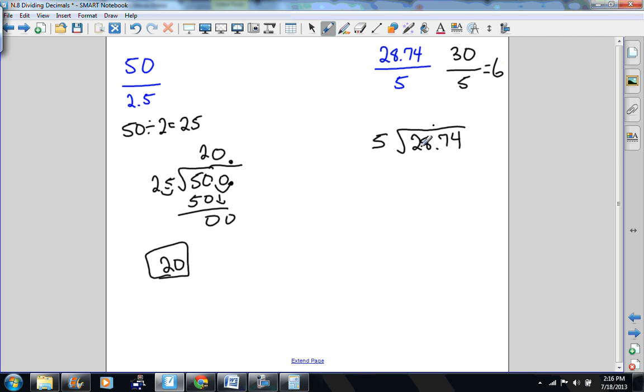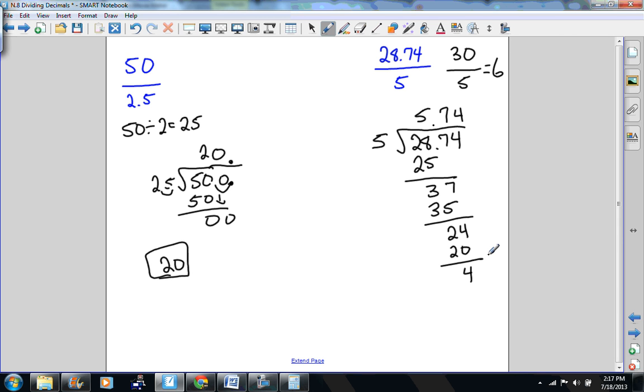So how many times can 5 go into 28? 5 times. It's 25. It becomes 37. Well, 5 can go into 37 7 times because 5 times 7 is 35. So this becomes 24. That can go in 4 times. And we have a problem.